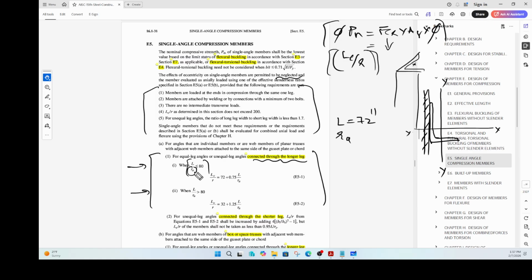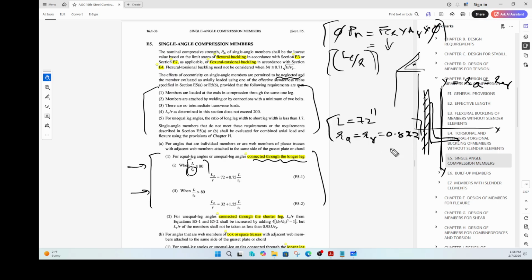So RA is nothing but the slenderness ratio about the axis parallel to the longer leg, which in this case is RY. So you find out the ry. In some other problem, if you were to connect it with your shorter leg, then it would have been rx. But I'll take you there. Our ry value is 0.873.